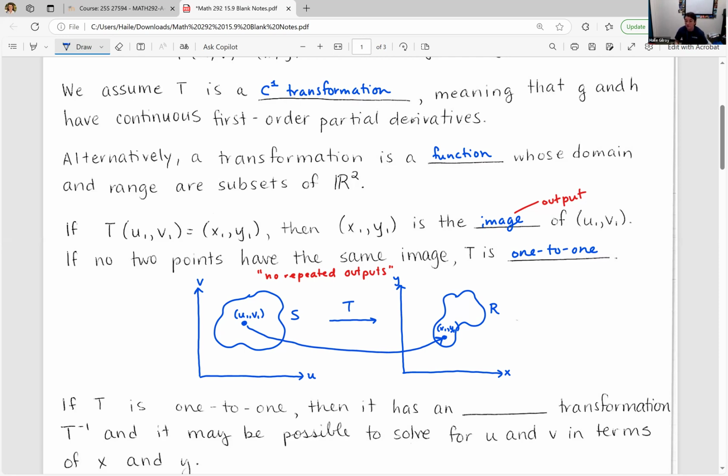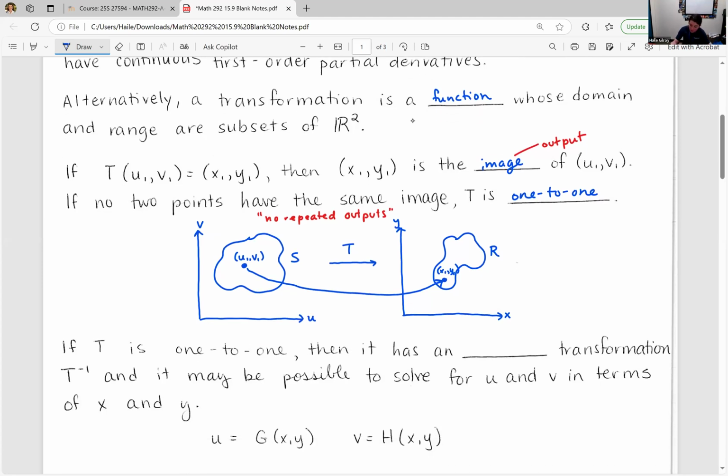Remember, it's just a function. So the input is the point U1, V1. The output is the point X1, Y1 in some region R that could look completely different from the region S that you started with. So this is literally just domain and range and inputs and outputs in multiple variables. Okay, we're just giving it this different language.